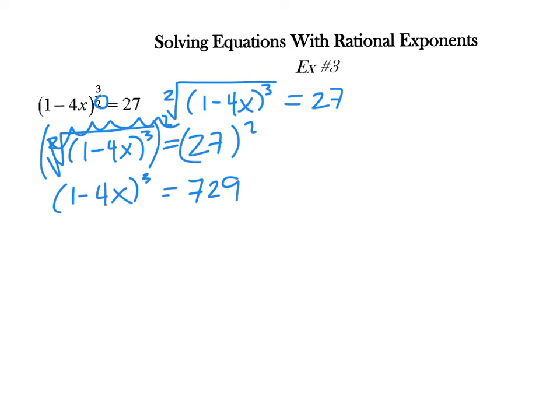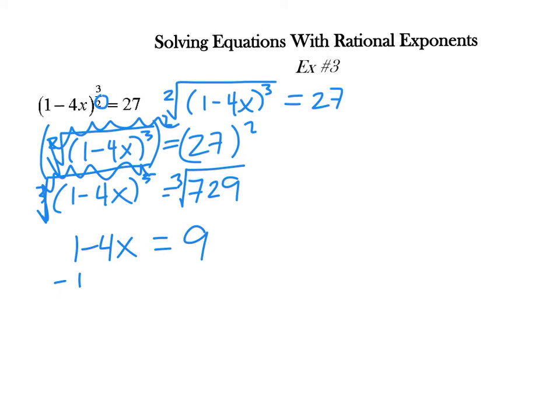And now to solve for x, I need to look at this cube value. And to get rid of the cube, I do the exact opposite, which is cube rooting. So I'm going to take the cube root of the left, and that looks ugly. The cube root of the right. On the left, the cube root and the cube cancel, leaving you with 1 minus 4x. And on the right side, the cube root of 729, as we've discussed before, is 9. Because 9 times 9 times 9 is 729.